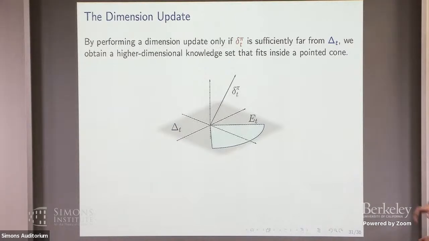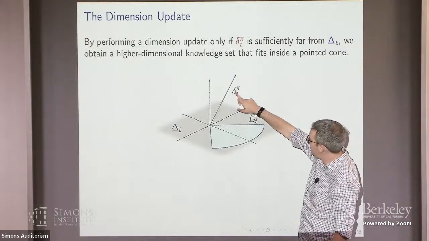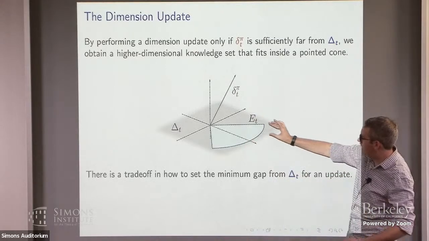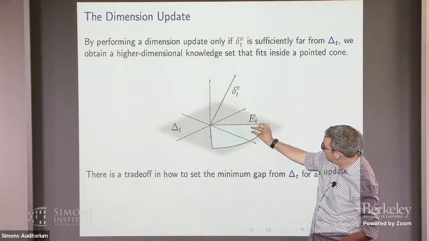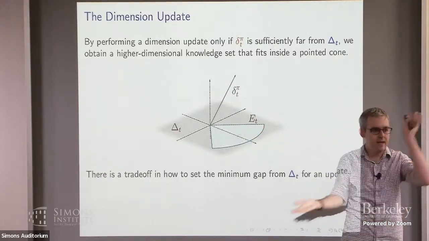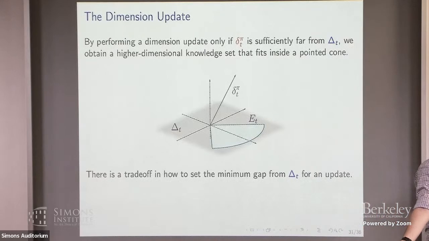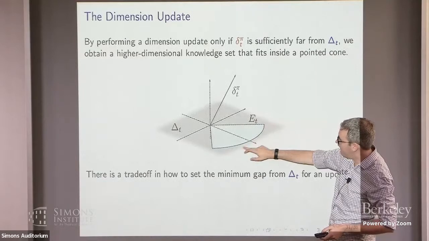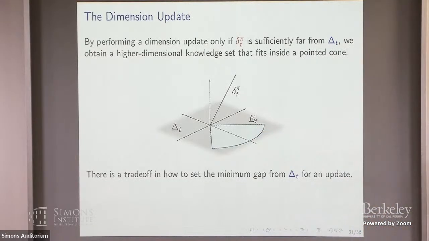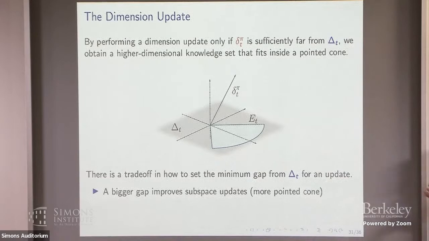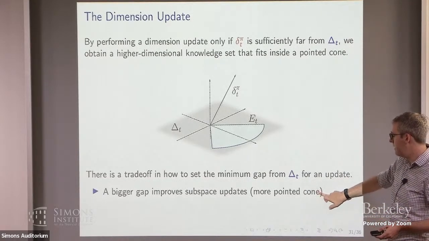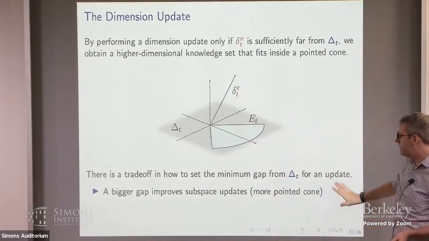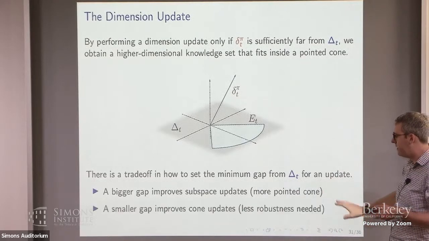The challenge here is you want to do this dimension update only if your information set is sufficiently far away from this delta, because there's a trade-off here. Because you want to keep a gap. If you do an update and you have very little information on the dimension, you're not going to get something that's very pointed in that dimension. But if you do a big thing here and you don't do an update, then you have a lot of error in your local subspace update, in your local cone update. So there's a trade-off that we need to optimize, saying how far this needs to be from the subspace for me to do an update, whether I want the subspace updates to be better or the cone updates to be better.